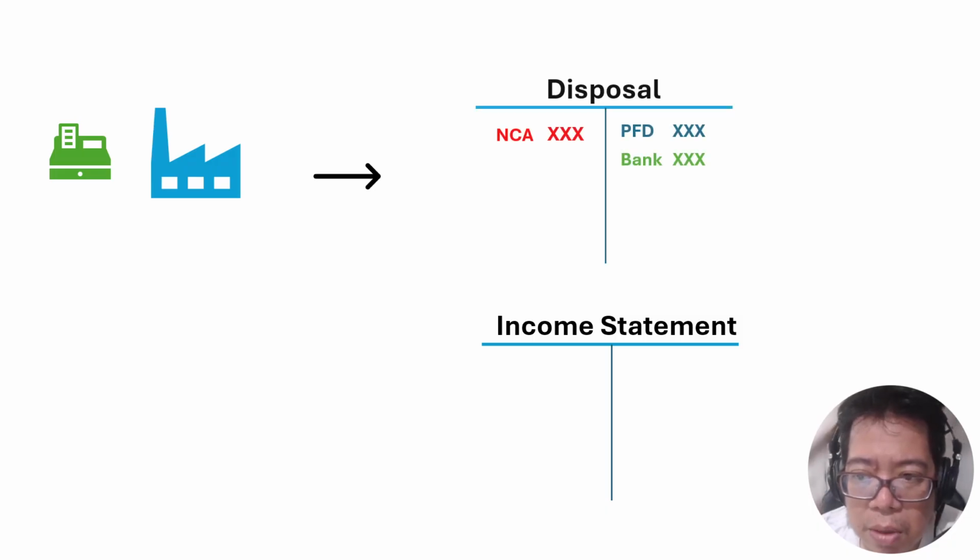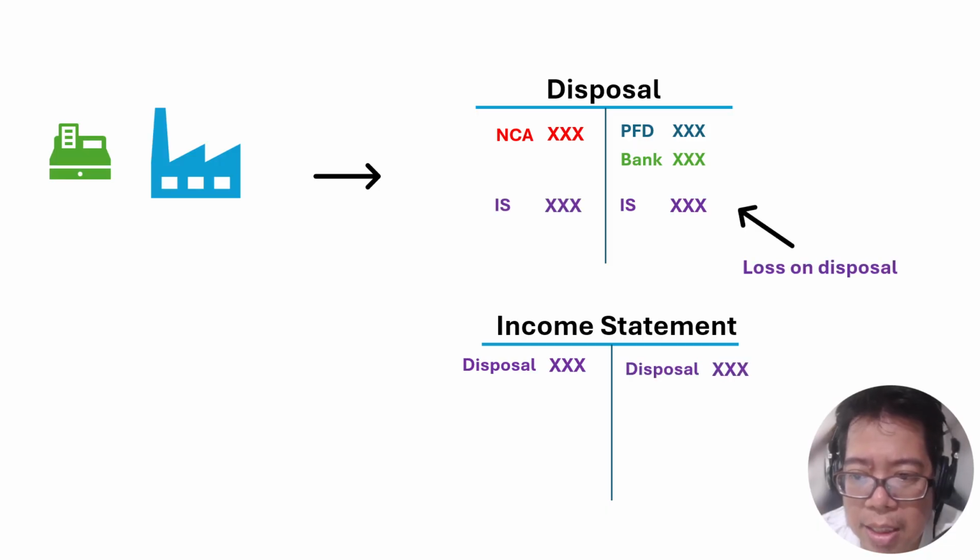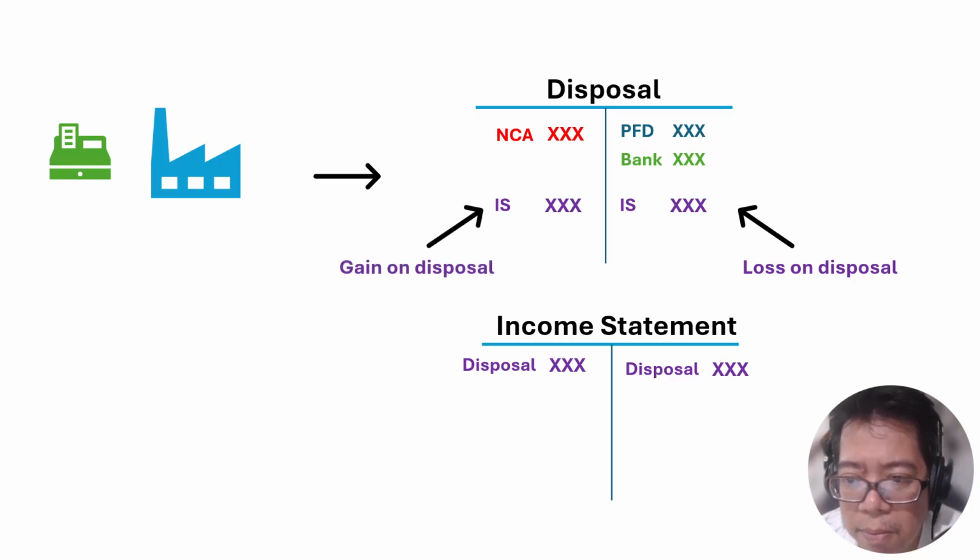If the transfer to the income statement is on the credit side of the disposal account, the business has incurred a loss on disposal. But if the transfer is on the debit side, the business has made a gain on disposal.